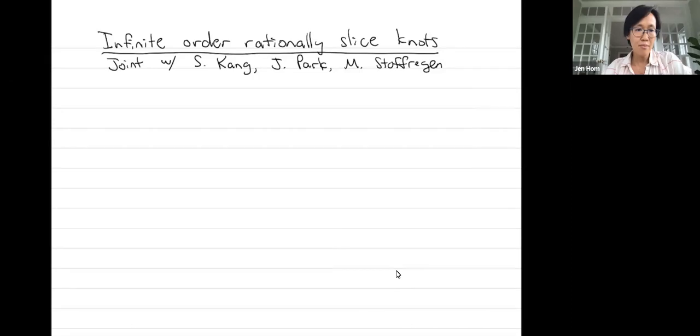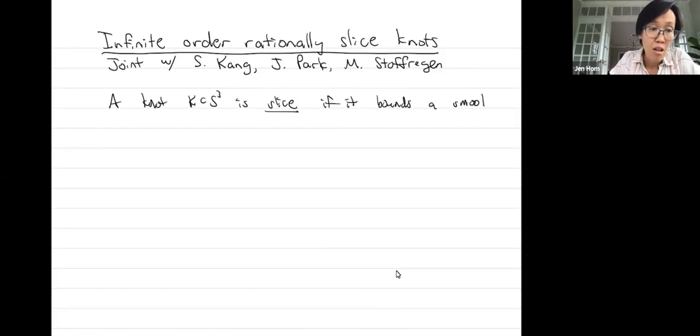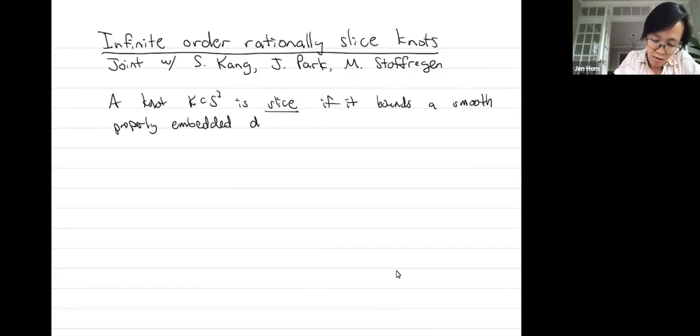All right. Great. So let me tell you what rationally sliced knots are. So first, let me remind you what it means for a knot to be sliced. So a knot K in S3 is sliced if it bounds a smooth, properly embedded disk in D4.